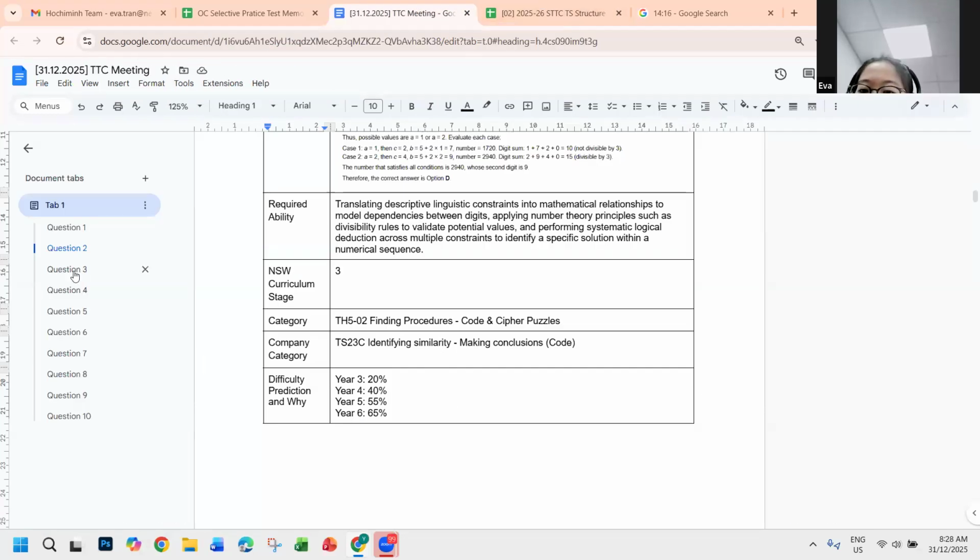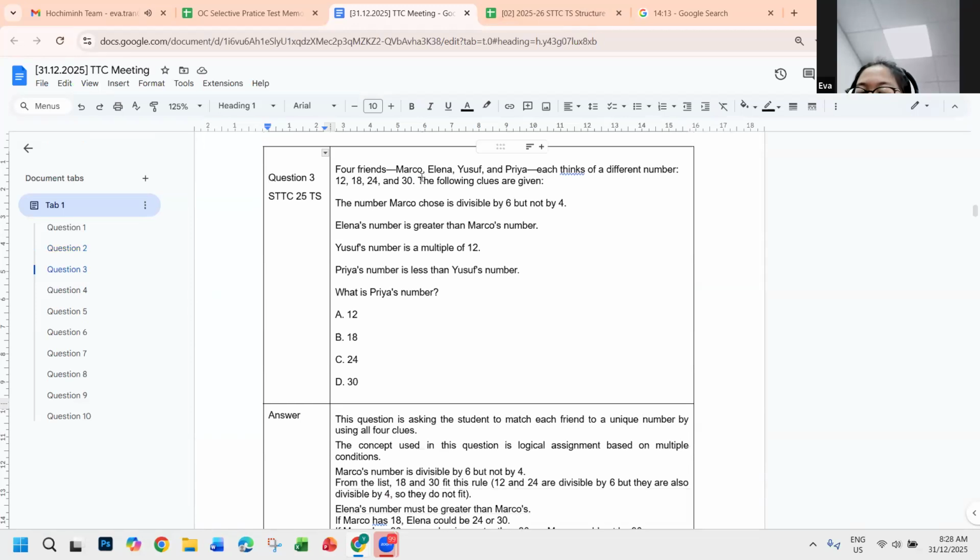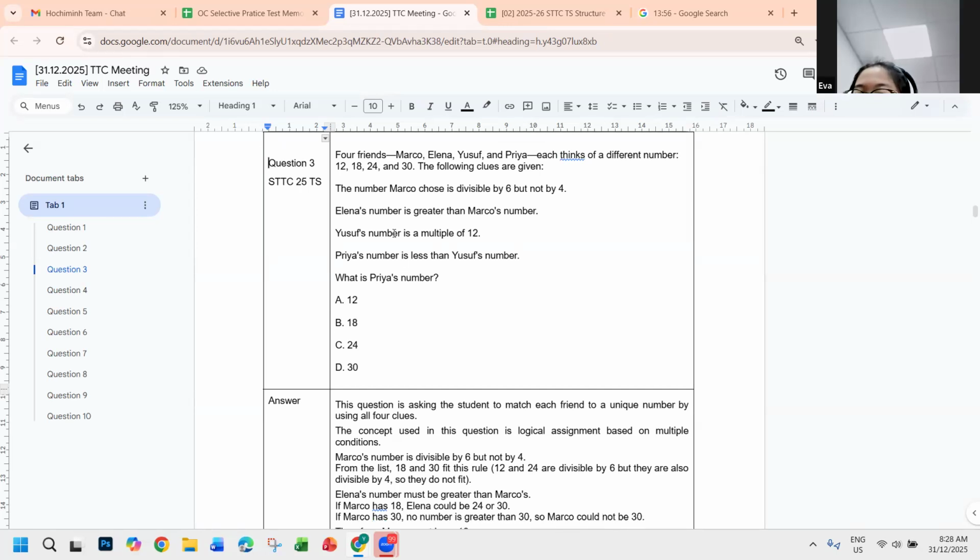We come to question number 3. Four friends are thinking of different numbers: 12, 18, 24, and 30. The following clues are given about the four friends' numbers, and we are asked to find the real number for each. From the first clue, the number Mathcode chose is divisible by 6 but not by 4, so we have only two numbers. The first one is 18 and the second one is 30.